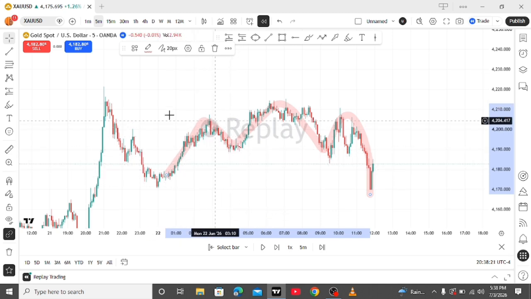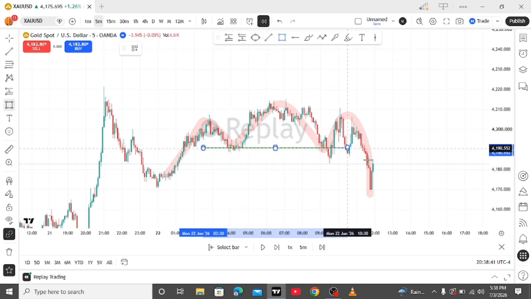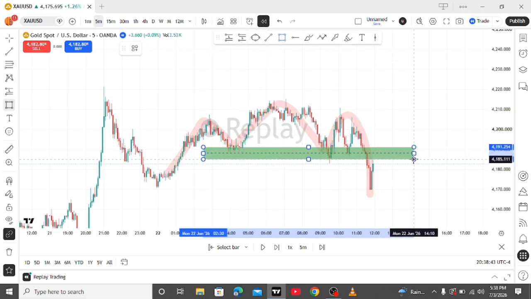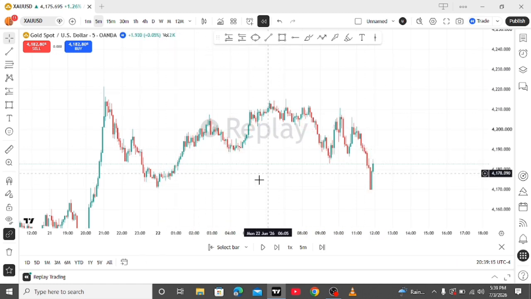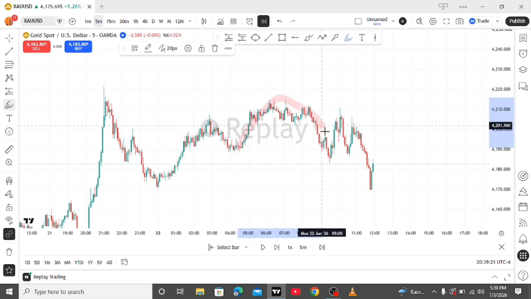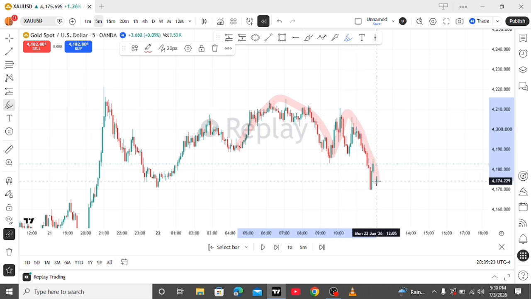You can see this is the left shoulder, this is the head, and this is the right shoulder. So the market just broke the neckline of the head and shoulders. This is the neckline. The market broke the neckline of the head and shoulder pattern. So if you know about patterns, you understand what I'm trying to say. So according to market structure, the market has given us a market shift. You can see that right here. Market is going up and all of a sudden the market broke to the downside.